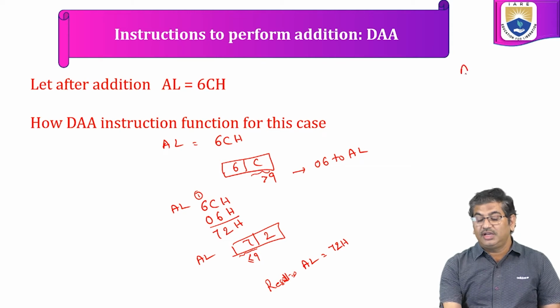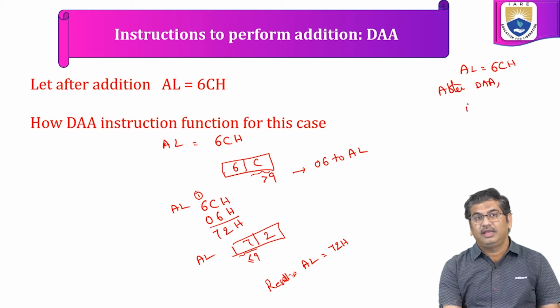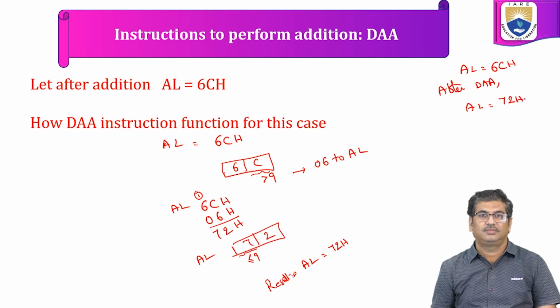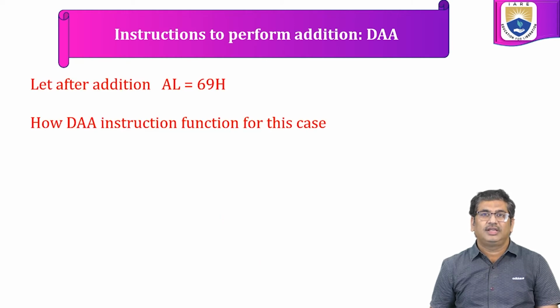So now we have considered the AL register content as 6CH. After the DAA instruction, the AL register contents is equivalent to 72H. Now we'll move to the next example, where we are considering after addition, assume the AL register content is equivalent to 69H. We will see how this DAA instruction will work.